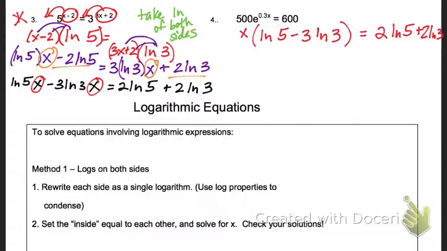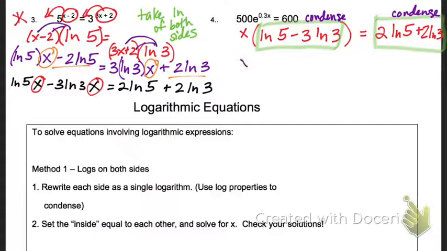I'm going to show you what we're going to do here in a minute with that. From here, we're going to use our 8.4 rules, or I guess 8.5, to condense. We're going to condense the left and we're going to condense the right into being one natural log. So condense and condense.